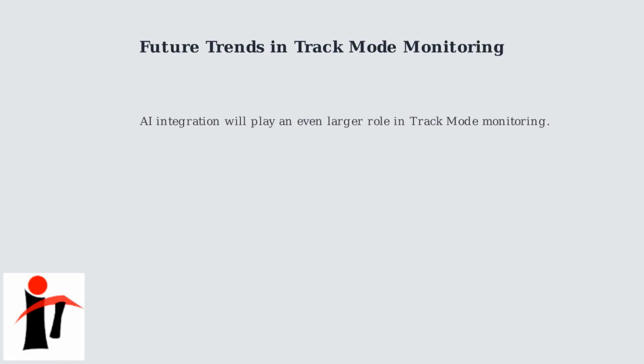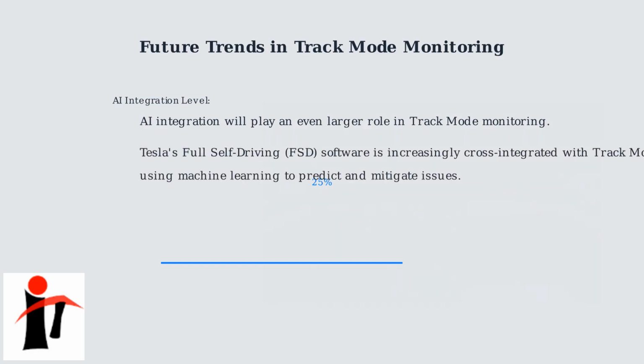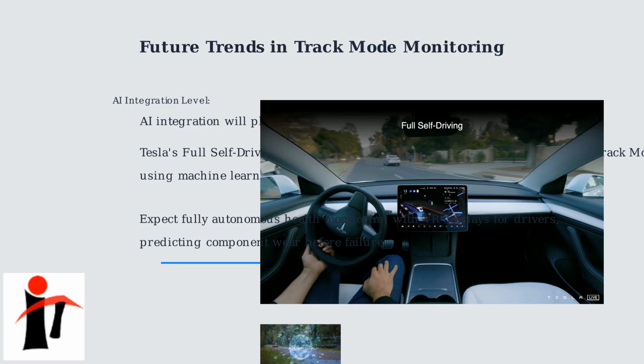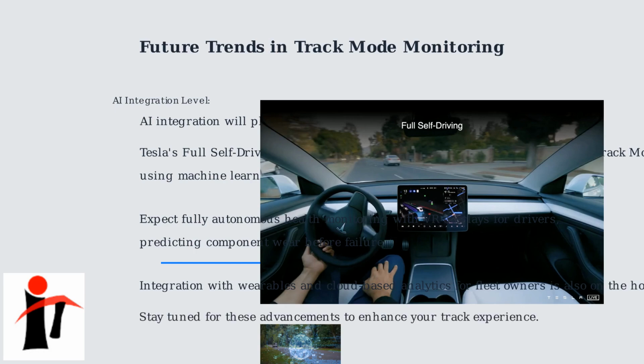Looking ahead, AI integration will play an even larger role in track mode monitoring. Tesla's full self-driving FSD software is increasingly cross-integrated with track mode, using machine learning to predict and mitigate issues. Expect fully autonomous health monitoring with VR overlays for drivers, predicting component wear before failure. Integration with wearables and cloud-based analytics for fleet owners is also on the horizon. Stay tuned for these advancements to enhance your track experience.